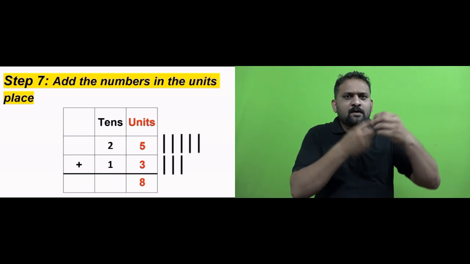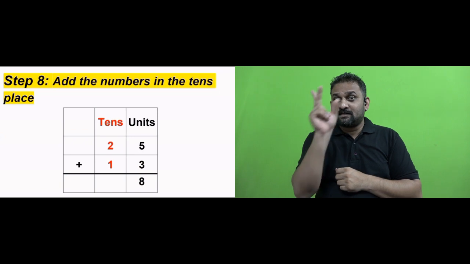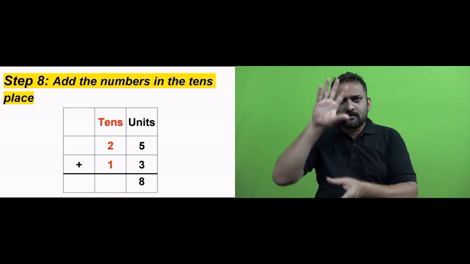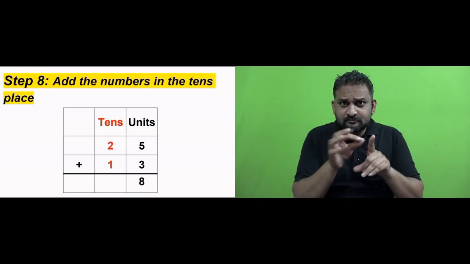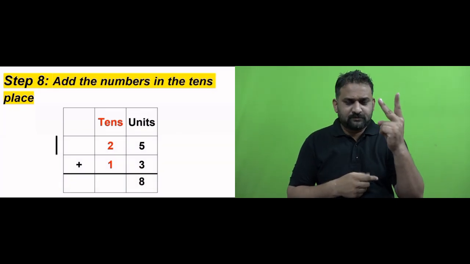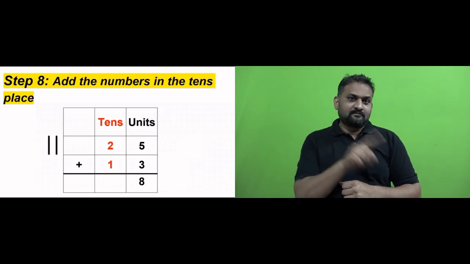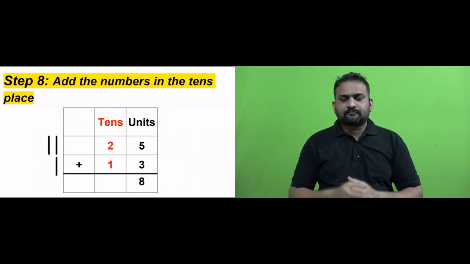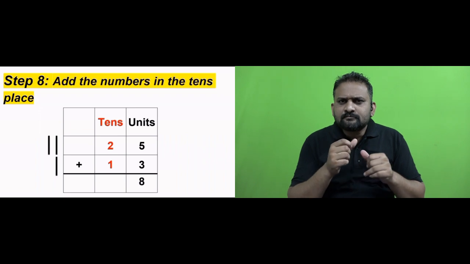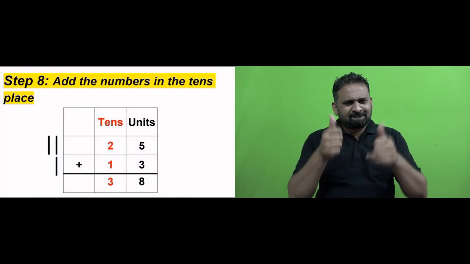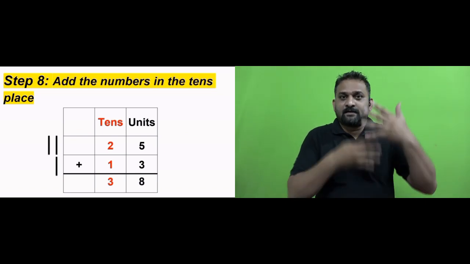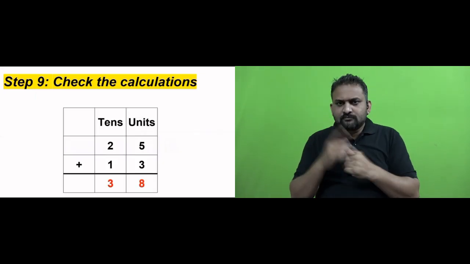What's the next step? Step 8. Add the numbers in the tens place. So let's add 2 plus 1. Shall we draw the lines? Alright, so 2 lines for the number 2. And 1 line for number 1. Now count the lines all together. Did you get the answer as 3? Wonderful. That brings us to the next step. Step 9. Check the calculations.